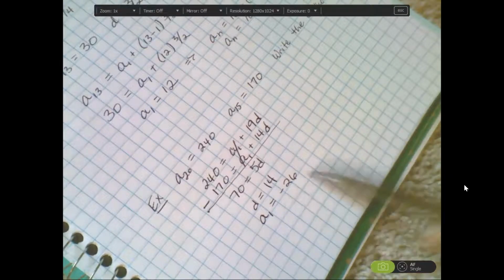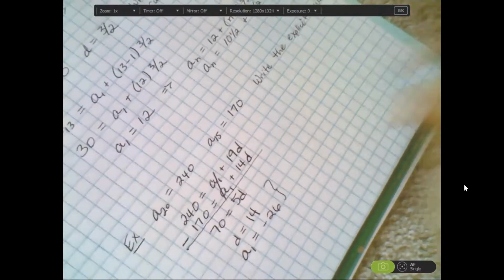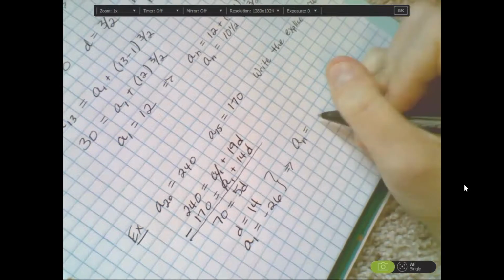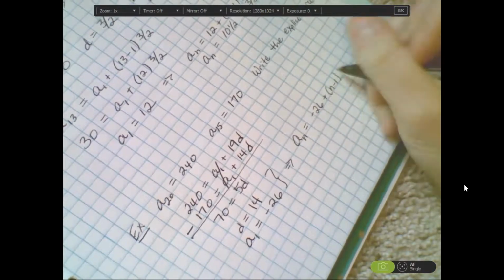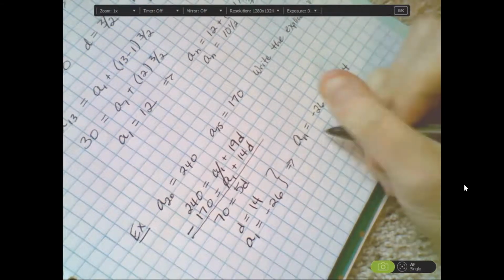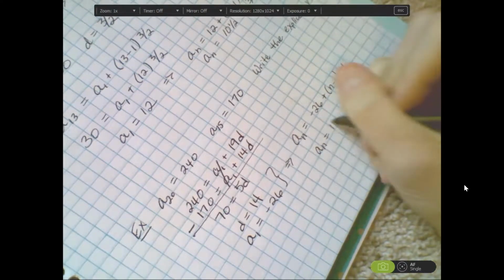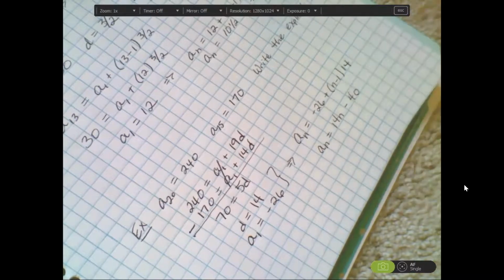And then I can use both of these things to come over here and come up with my rule. So I've got negative 26 plus n minus 1. My common difference is 14. And then if I work all this out, my explicit rule turns out to be something like that.